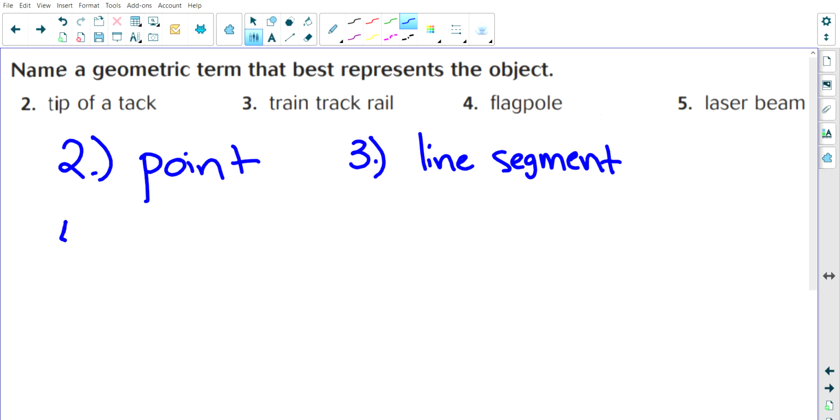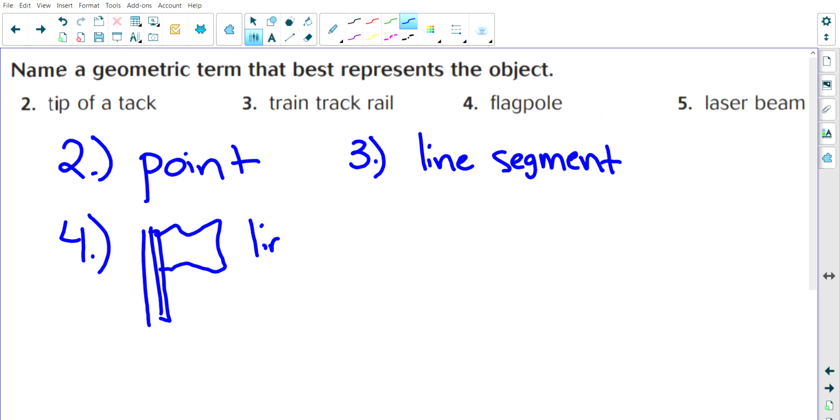Number 4 is a flagpole. So again, think of a flagpole. We can even draw one. Ooh, flag. So this here is a line segment, a ray. Does it continue forever in both directions? What do you think? Does it continue in one direction forever? No. So that would make it just a line segment.